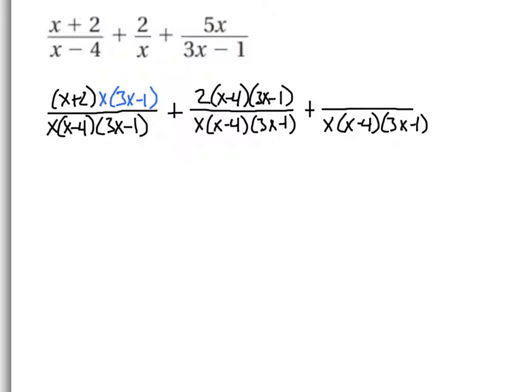And our last fraction, it already had a 5x, and on the denominator we already had the 3x minus 1. So therefore we multiplied the bottom by x times x minus 4, so on the top we also have to multiply by x times x minus 4.